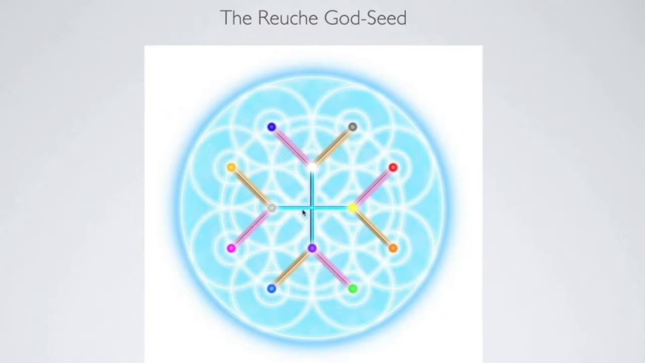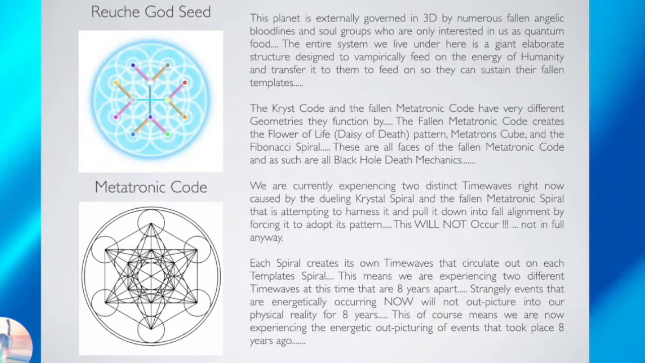Okay, so this planet is externally governed in 3D by numerous fallen angelic bloodlines and soul groups who are only interested in us as quantum food. The entire system we live under here is a giant elaborate structure designed to vampirically feed on the energy of humanity and transfer it to them so they can feed on it to sustain their fallen templates.